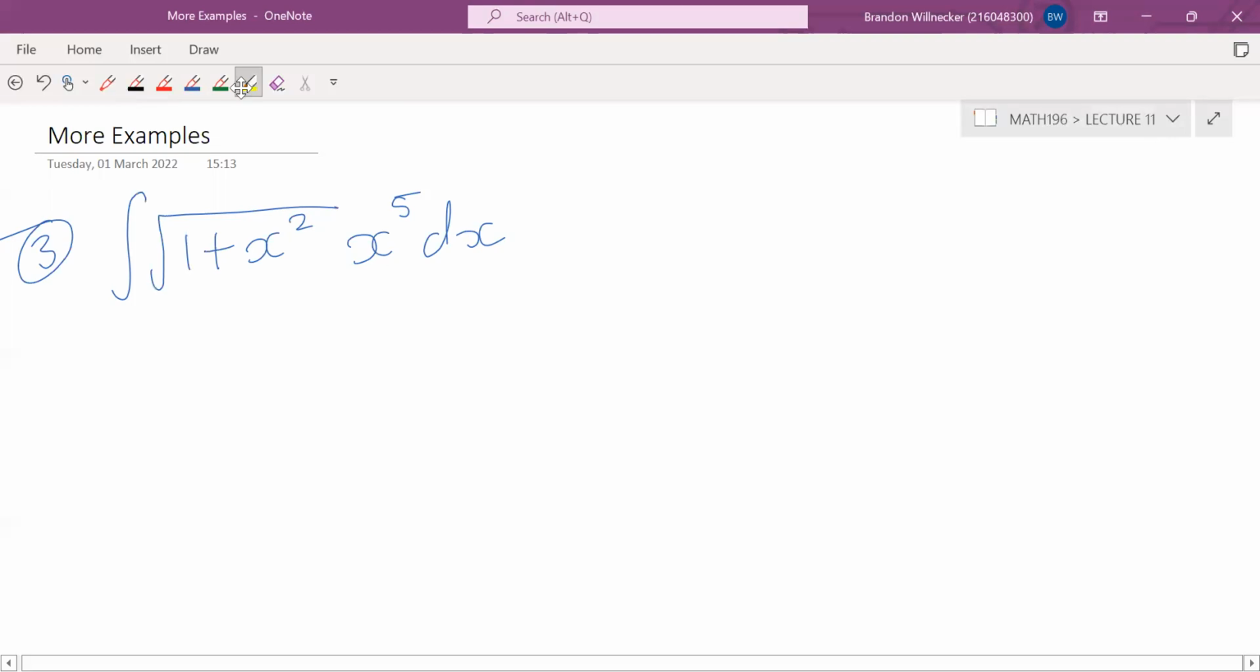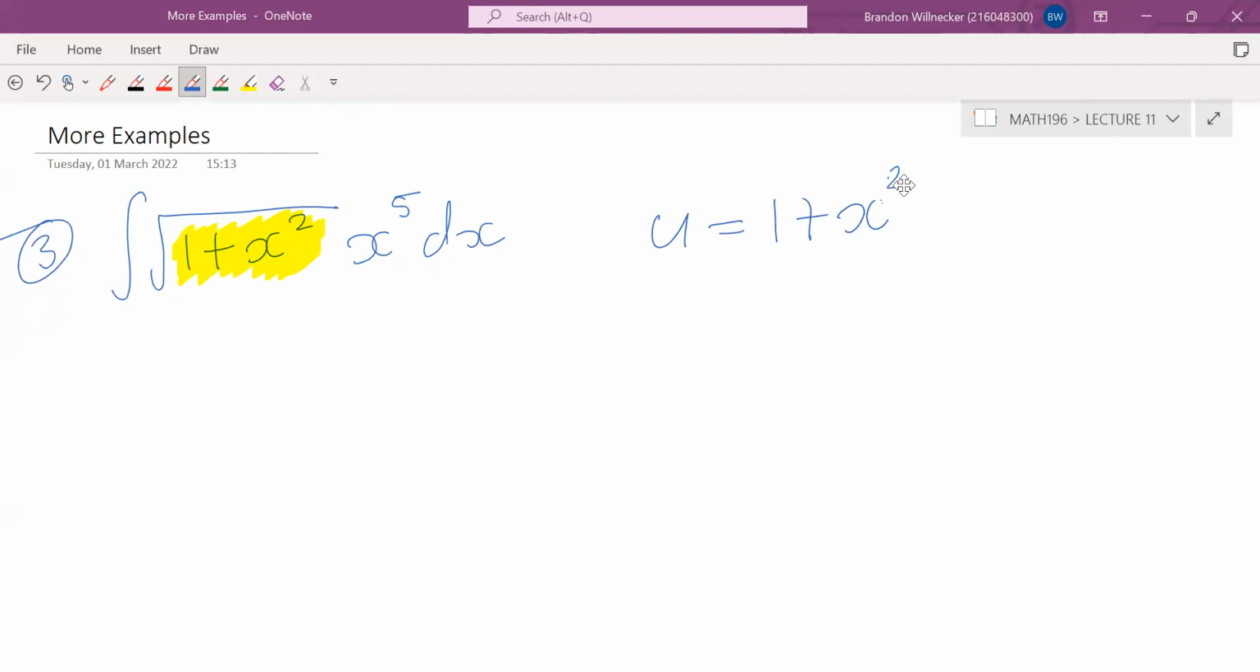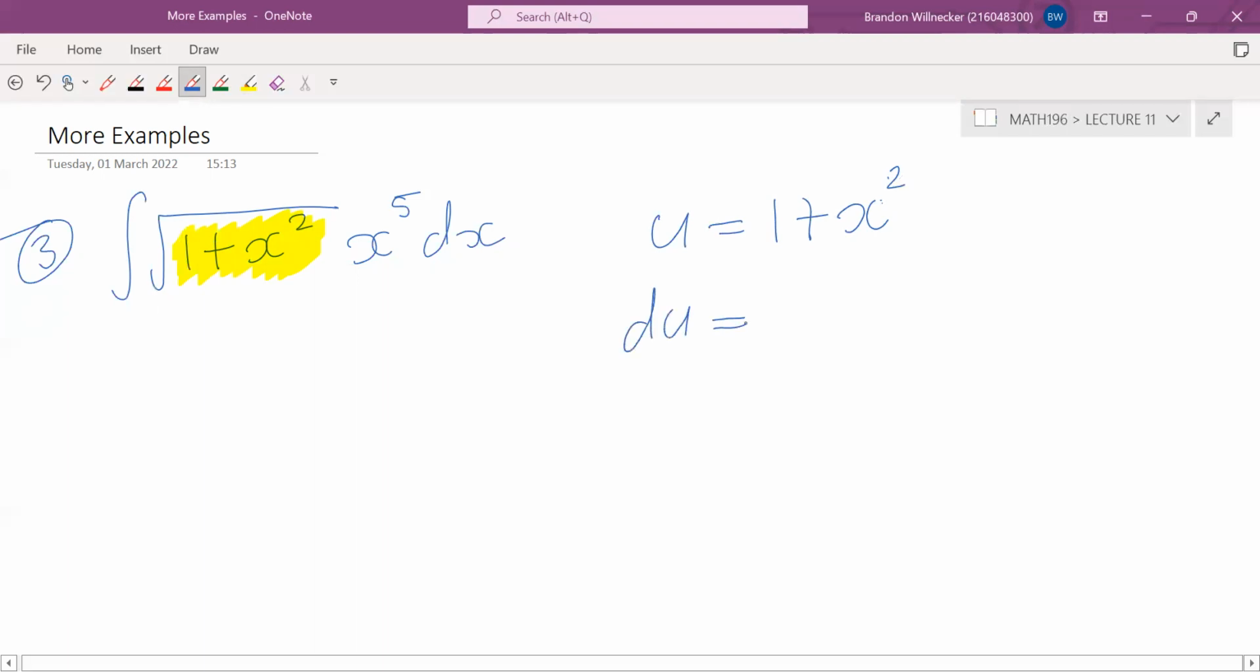So we look for the inner function that's causing us trouble. That's going to be this 1 plus x squared. It's causing us trouble, so we say u is equal to 1 plus x squared. Next, we need to find the differential du. du is equal to 2x dx.